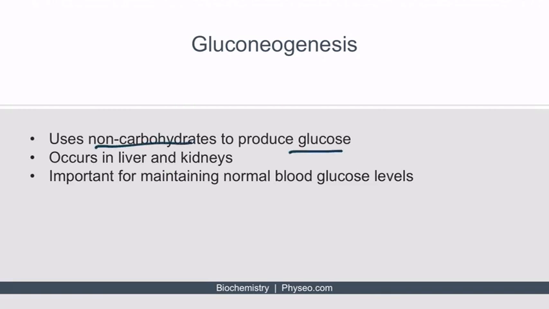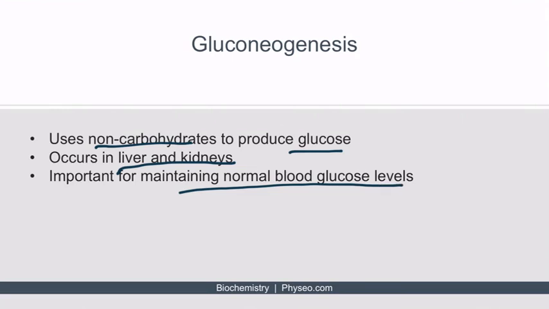Non-carbohydrates include lactate, amino acids, glycerol, and propionyl-CoA, which is a product of odd-chain fatty acids. It's important to know that gluconeogenesis occurs in the liver and the kidneys. But when we're discussing gluconeogenesis, it's most often with regards to the liver. This pathway is very important for maintaining normal blood glucose levels, especially during periods of fasting.